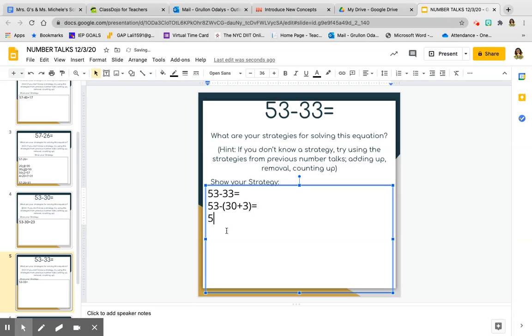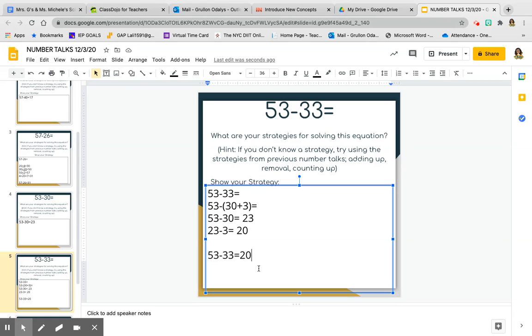Next, I'm going to do 53 minus 30, and that equals 23. Next, I have 23, and I still have to work with this 3 from my 33. So my ones, I'm going to take the 3 away, and that gives me 20. So my final answer is 53 minus 33 is 20. Maybe you guys used a different strategy, and again, that's okay, as long as you were able to see that 53 minus 33 was 20.